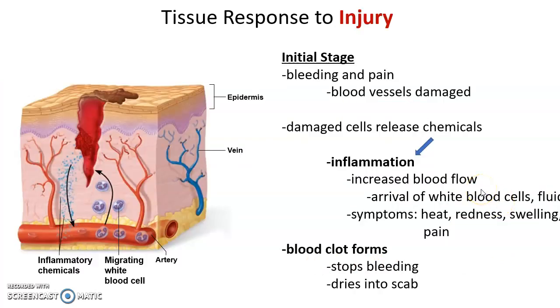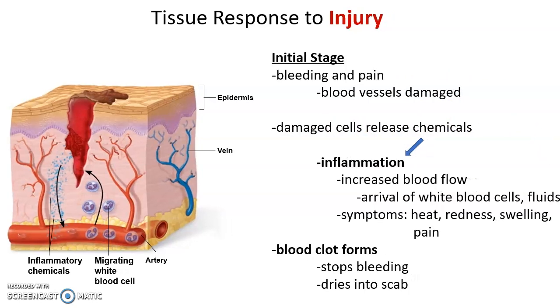All right, sometimes we get cut. When we get cut, we will bleed. So the initial stage of getting an injury is bleeding and pain. The blood vessels that are damaged will release the blood and we'll feel pain. The damaged cells will release chemicals. These chemicals will cause inflammation.